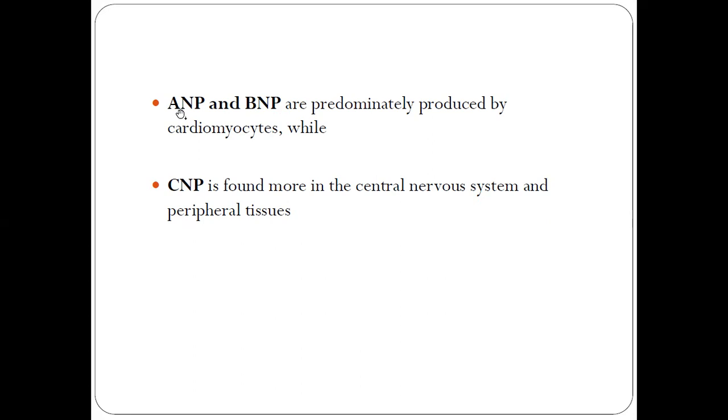Atrial natriuretic peptide is mainly released from the atrium, and thus it is named ANP. Initially, BNP was thought to be released from the brain, and thus the name brain natriuretic peptide was given. But later on, it was found that along with the brain, the majority of this peptide is released from the cardiomyocytes, basically by the ventricle, and thus the name was changed from brain natriuretic peptide to B-type natriuretic peptide. CNP is another natriuretic peptide which is found more in the central nervous system and the peripheral tissues, and thus it is named CNP, denoting central nervous system.